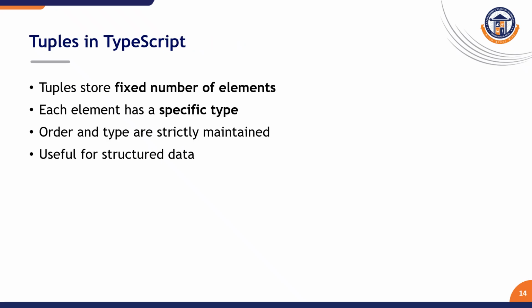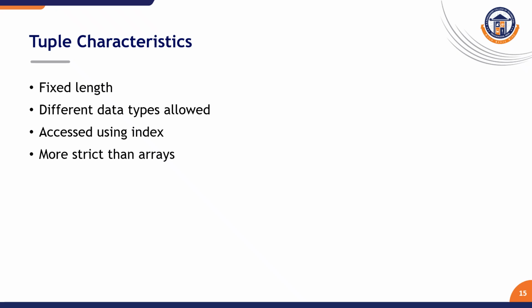Tuples in TypeScript. Tuples store a fixed number of elements. Each element has a specific type. Order and type are strictly maintained. It is useful for structured data. Tuple characteristics: it has a fixed length, different data types are allowed, elements are accessed using an index, and it is more strict than arrays.